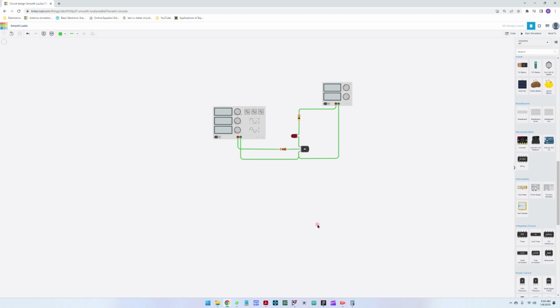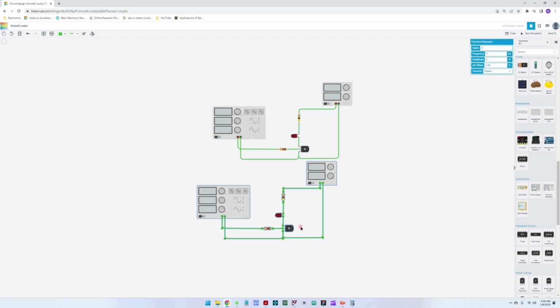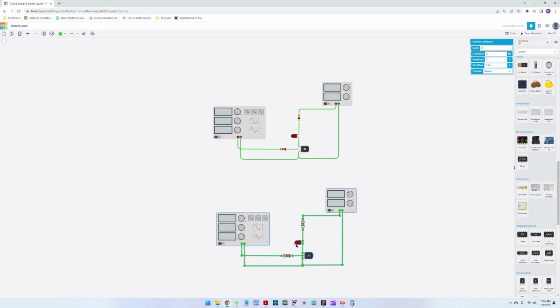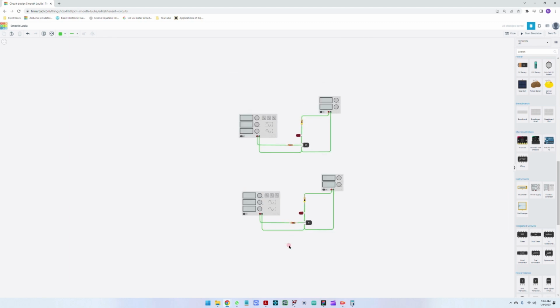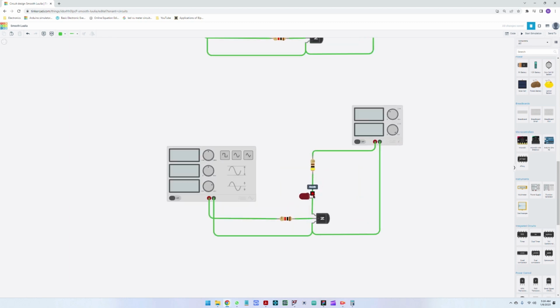So I just Control A and Control C everything, and then Control V, so that I would copy the design again. First of all, let us look a bit how this component would work in an amplification mode, in an amplifier mode.